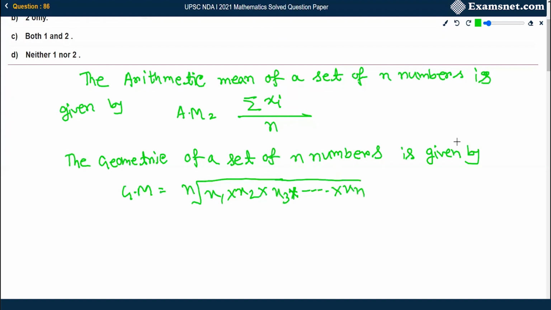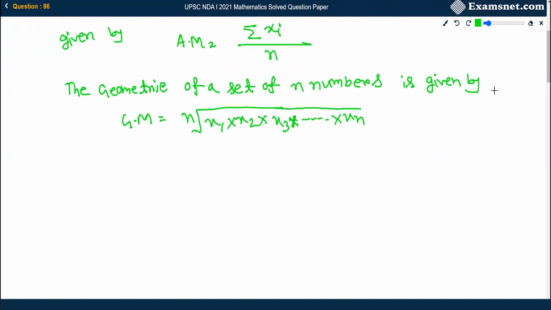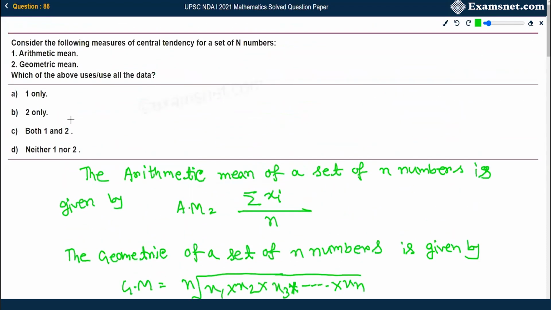Now look, both the arithmetic mean and geometric mean use all the data for their calculation. Here we are adding all n numbers, all the data. Here we are finding the product of all the observations. So they use all the data. So both 1 and 2 use all the data. That means option C is the correct one, both 1 and 2.